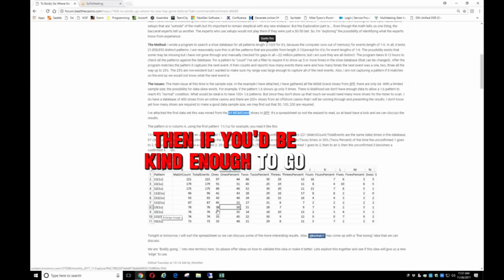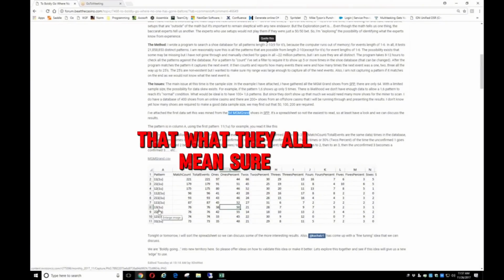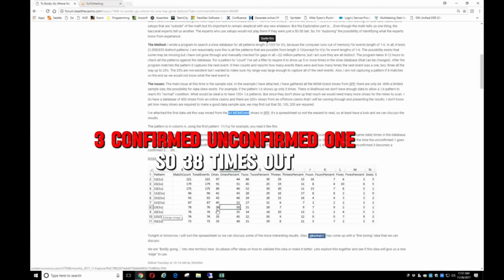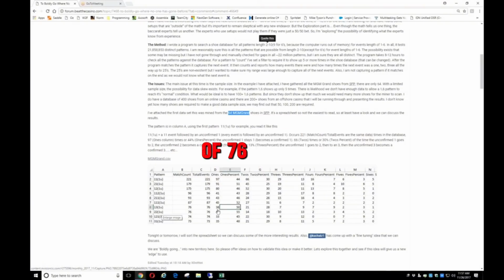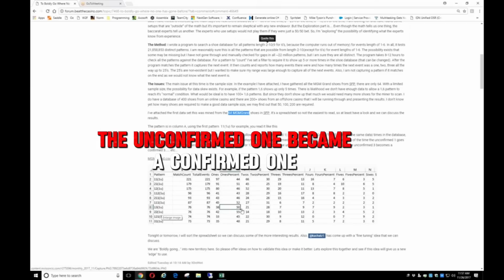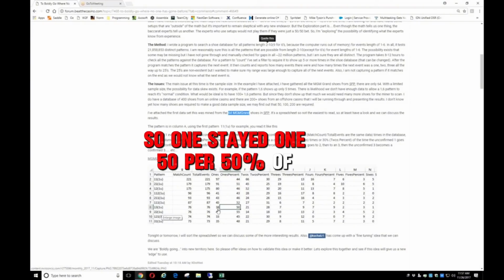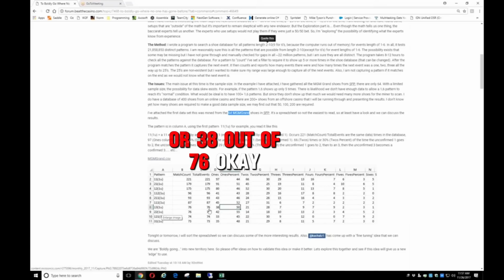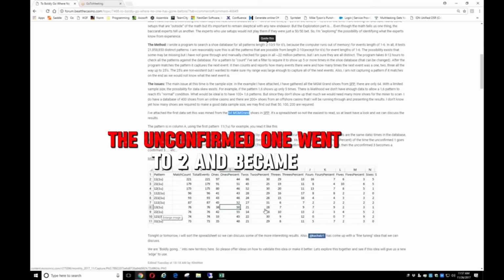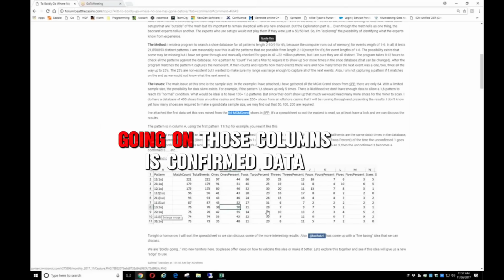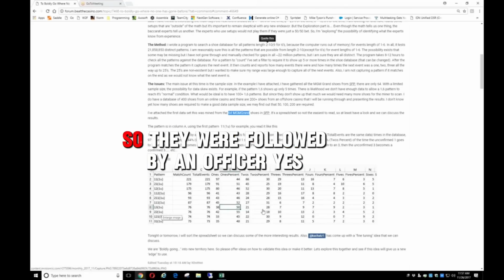Then if you'd be kind enough to go across the columns and explain what they all mean. Sure. So column 8, 1-3 confirmed, unconfirmed 1. So 38 times out of 76, the unconfirmed 1 became a confirmed 1. So 1 stayed 1, 50% of the time, or 38 out of 76. Okay. So 21 times, the unconfirmed 1 went to 2 and became a confirmed 2. So all those numbers on the right-hand columns are confirmed data, followed by an opposite.